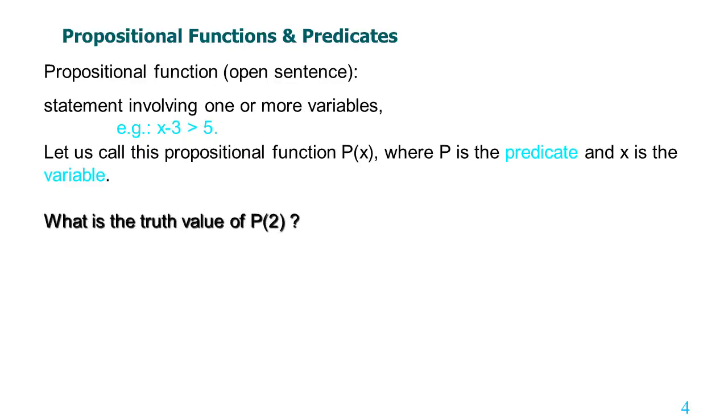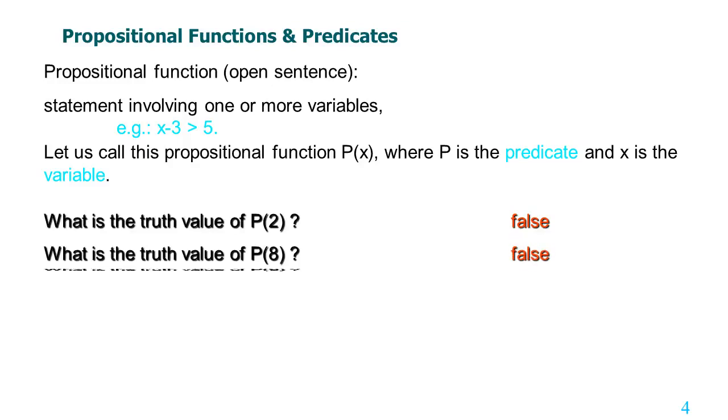Then what is the truth value of P(2)? That means when x is 2, then 2 minus 3, that is minus 1, is greater than 5. This is false. Similarly, P(8) means 8 minus 3 is equal to 5, and 5 is greater than 5. It is again false. P(9): now here x is 9, 9 minus 3 is 6, and 6 is greater than 5.